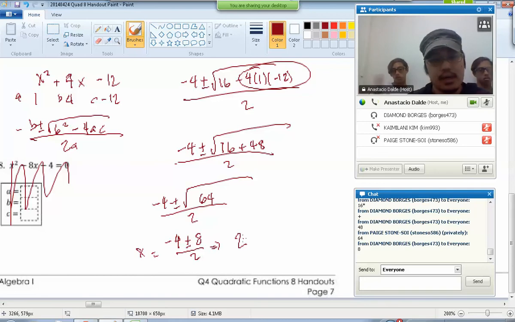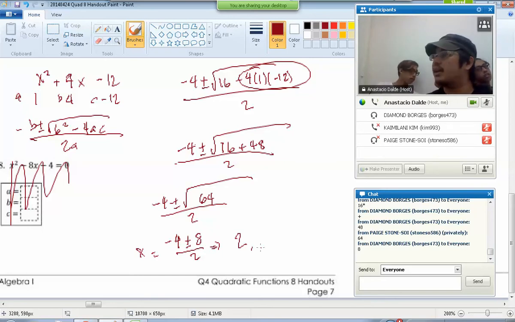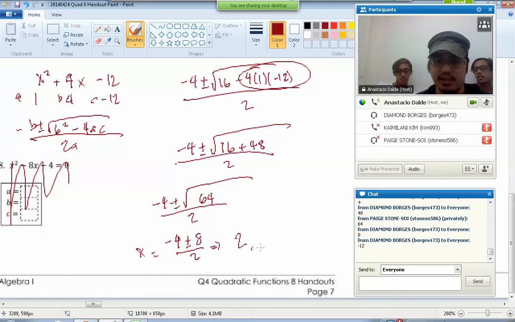The other answer is negative 4 minus 8. Negative 4 minus 8 is negative 12. Divide that by 2 and you get negative 6. So our two answers are positive 2 and negative 6. Where does this thing cross the x-axis? Positive 2 and negative 6.